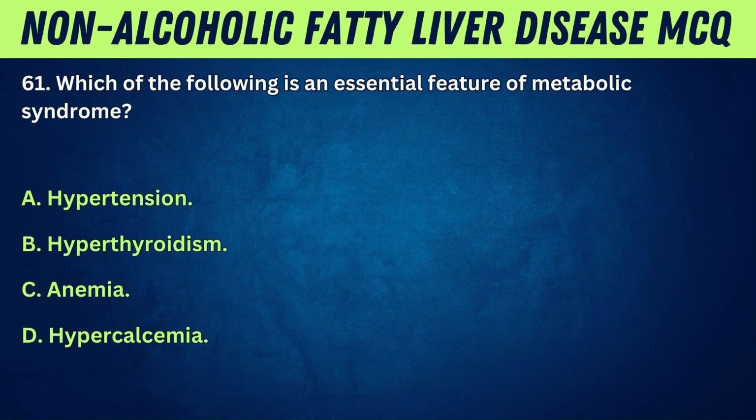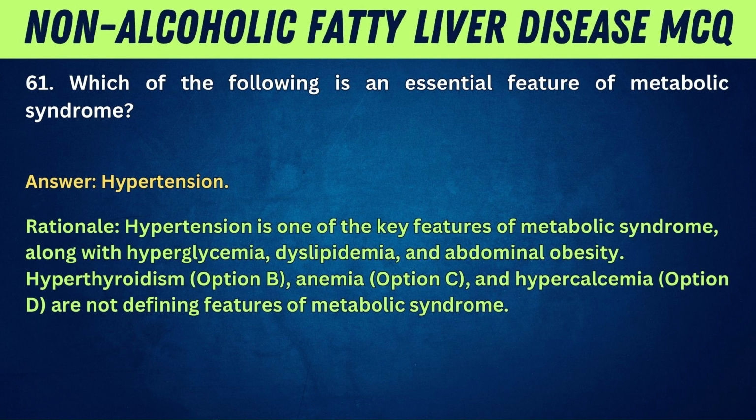61. Which of the following is an essential feature of metabolic syndrome? A. Hypertension. B. Hyperthyroidism. C. Anemia. D. Hypercalcemia. Answer: hypertension. Rationale: hypertension is one of the key features of metabolic syndrome, along with hyperglycemia, dyslipidemia, and abdominal obesity. Hyperthyroidism, option B, anemia, option C, and hypercalcemia, option D, are not defining features of metabolic syndrome.